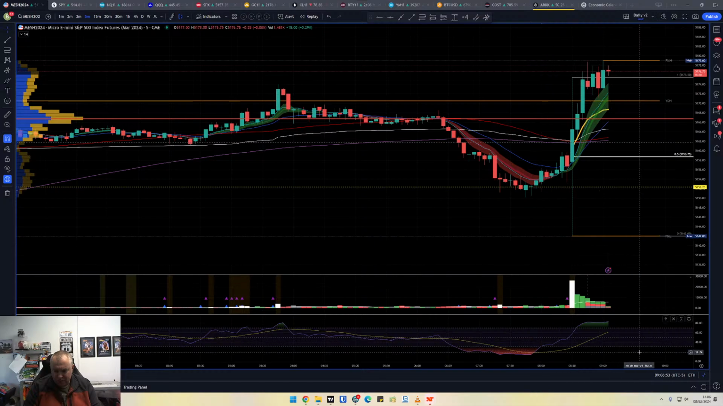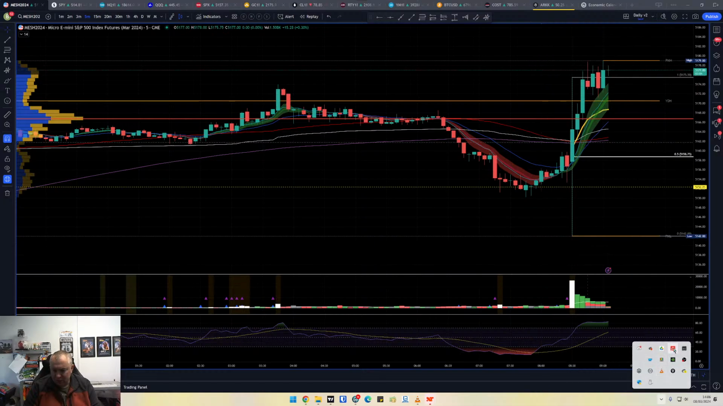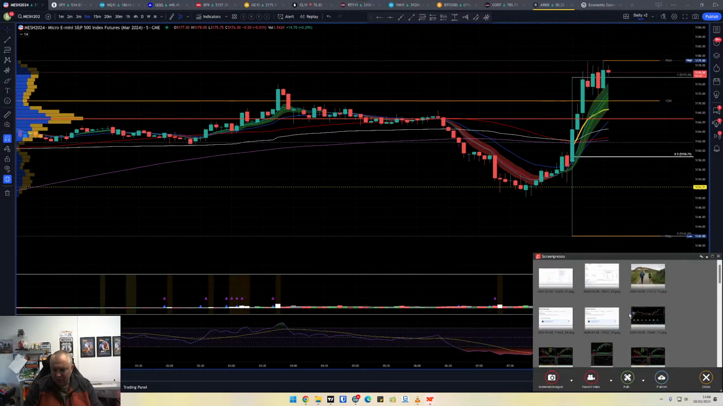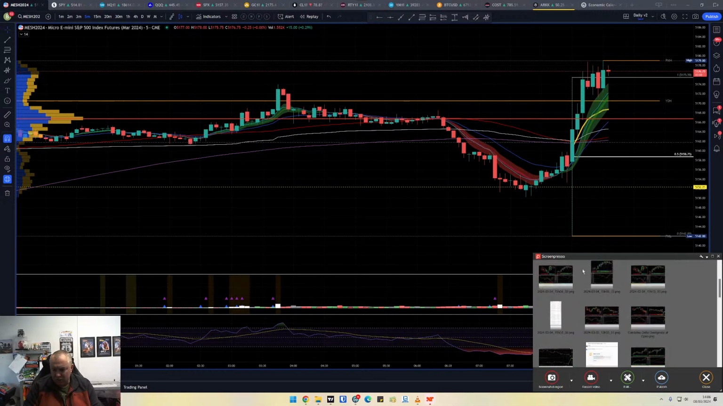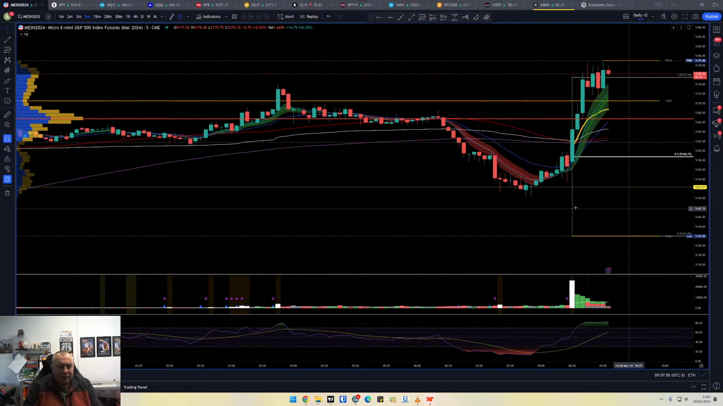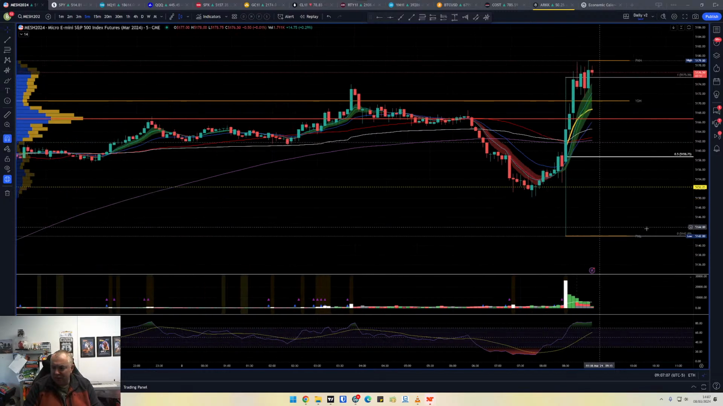I use Screenpresso. I keep all my screenshots, and I've got a big folder I need to go through and start adding to my trade database. Anyway, let's look at levels for today.